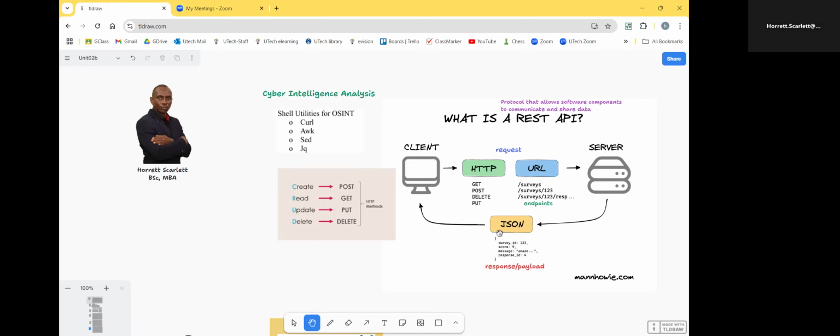This payload is usually in a format known as JSON format, which is a key paired kind of format. There's a key, in other words. So if we look here, we see a key called survey ID. And then there's a value that is associated with that key. In this case, the value is 123. So it is these key paired values which are then being sent back as data to the client so that it can be processed.